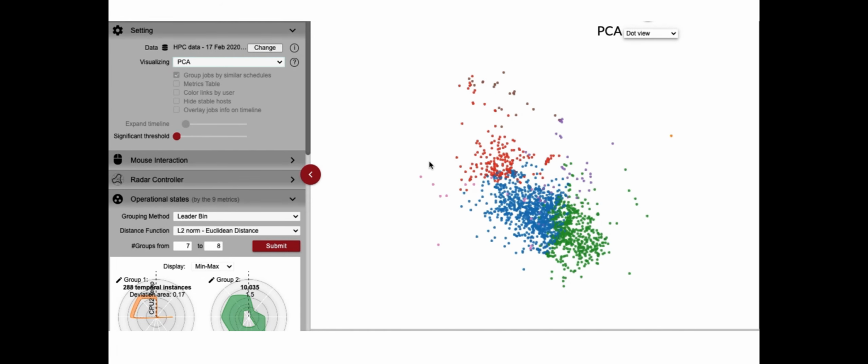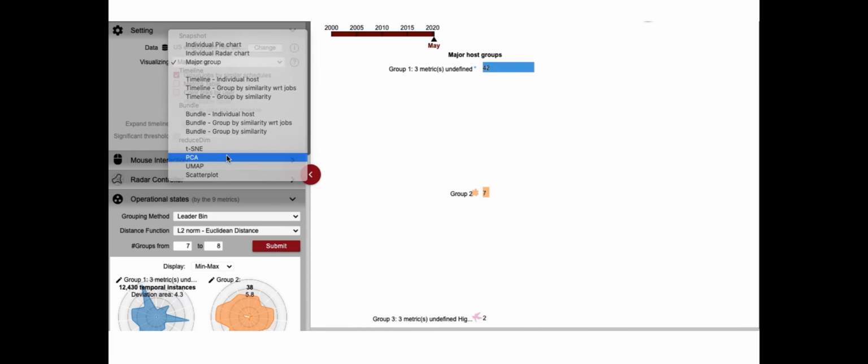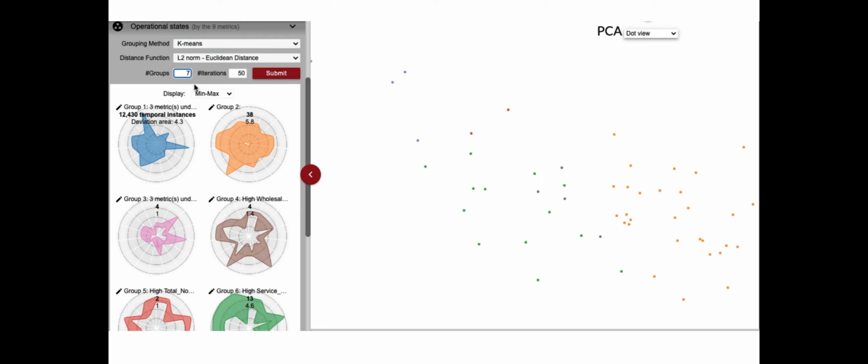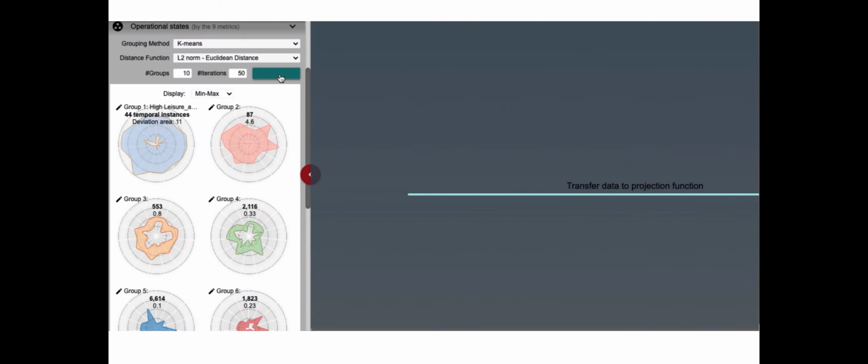This is our prototype's main view with the control panel on the left and the projection on the right. The control panel has many functions, such as changing datasets, choosing a dimension reduction method to visualize the data, or clustering the data by k-means and leader bin algorithms. The clustering helps us to reduce computations for the dimension reduction process. It also groups data into several groups of different colors for enhancing the visualization.